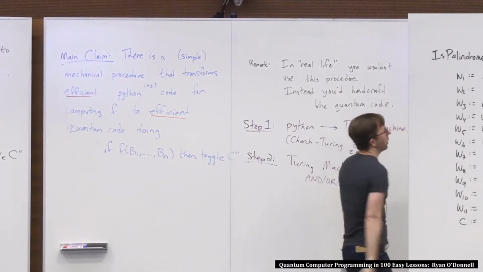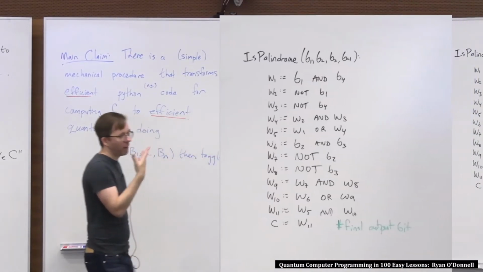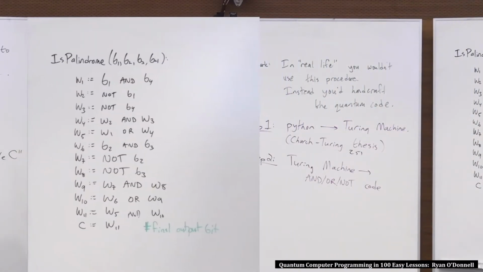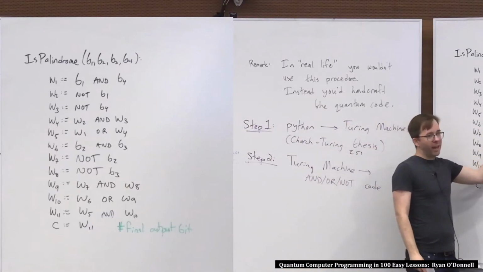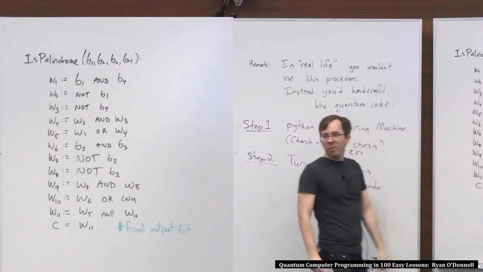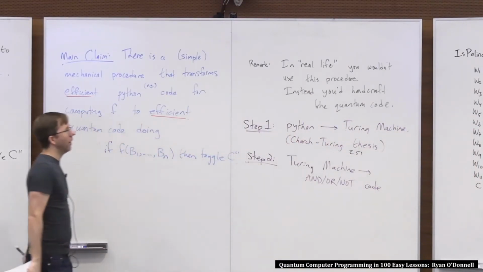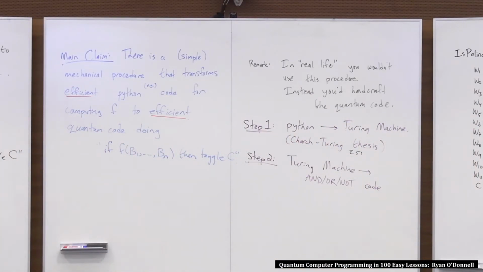Here's an example of some code written in the and-or-not language. You can stare at it while I'm talking. Basically, it's code where every single line looks like this: a variable equals either the and, the or, or the not of some preceding variables. It's a very simple programming language. There's no loops. There's no ifs. There's no indirect memory access. It just looks like this.